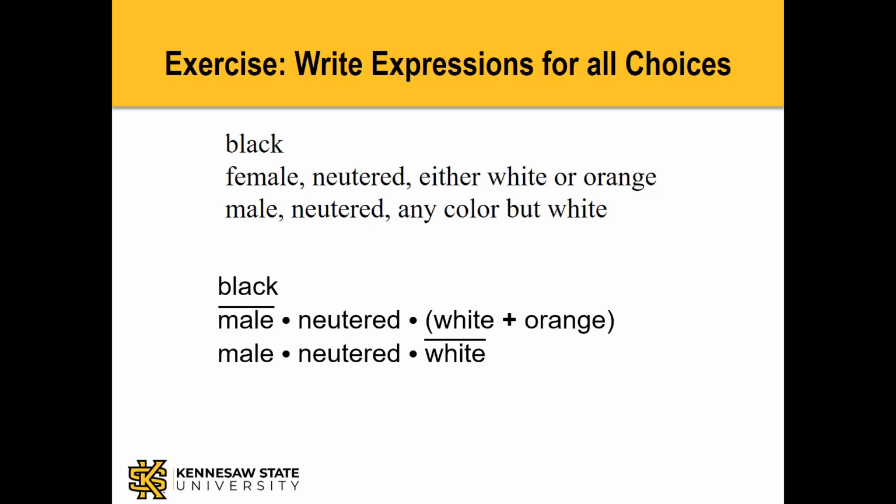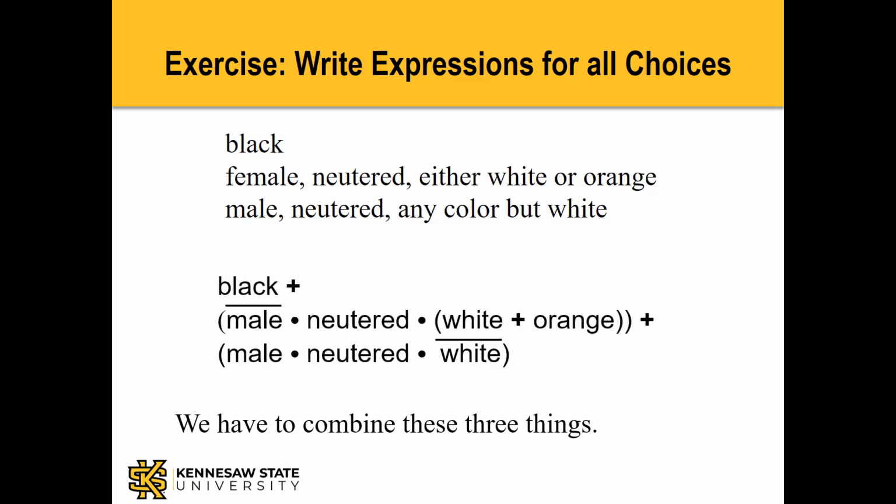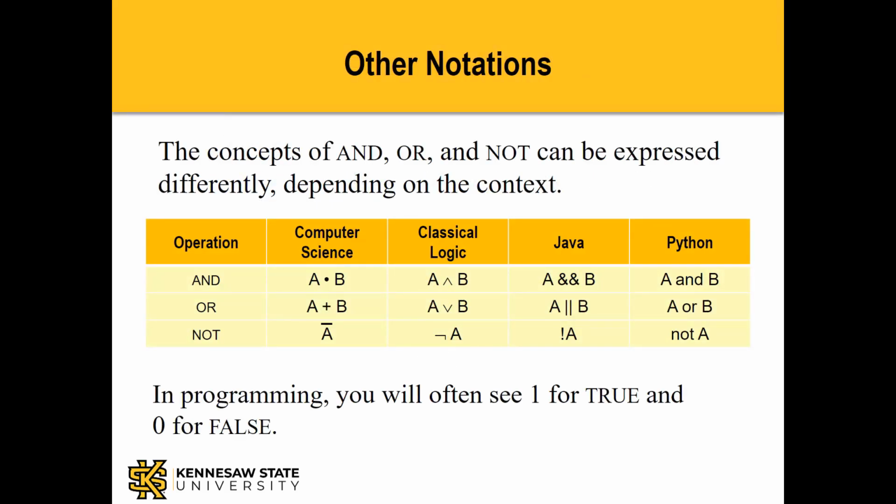We're not done though. We have to combine those 3 so that we get an expression that will represent any cat that Cat might want. We combine them with ors because Cat will take any one of those cats. And there they are: black or, and we need some parentheses, not male and neutered, and parenthesis white or orange, or, more parenthesis, male and neutered and not white. That's Cat's ideal cat.